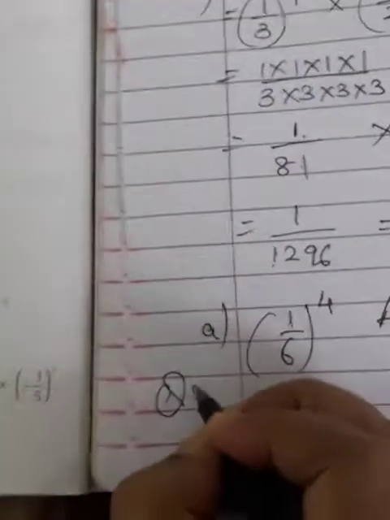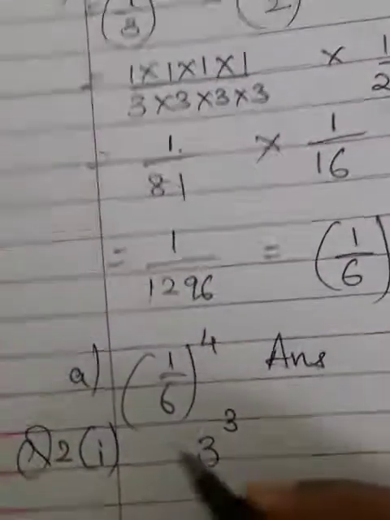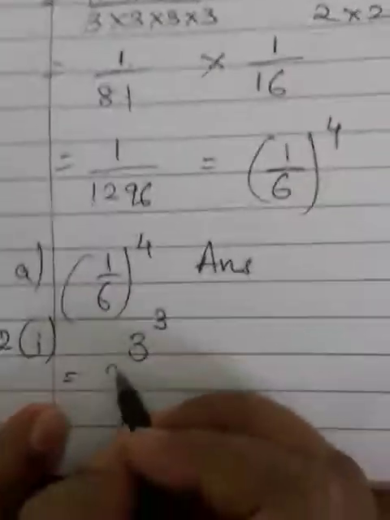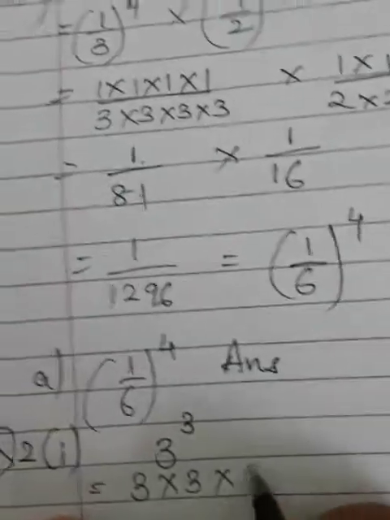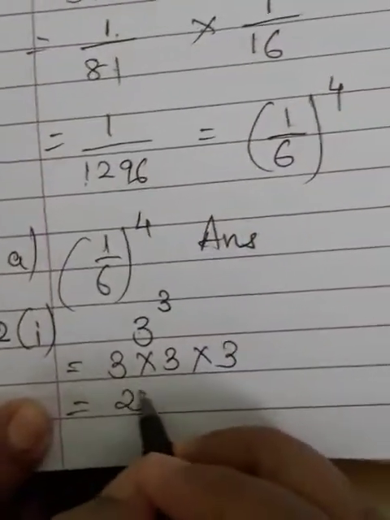Let's start with question number 2 now. Question number 2, first part. Evaluate each of the following. Evaluate means solve. First is 3 to the power 3. 3 to the power 3 means you will write 3 how many times? 3 times. 3 into 3 into 3. Now multiply. 3 3s are 9. 9 3s are 27. So this is your answer. Third part.